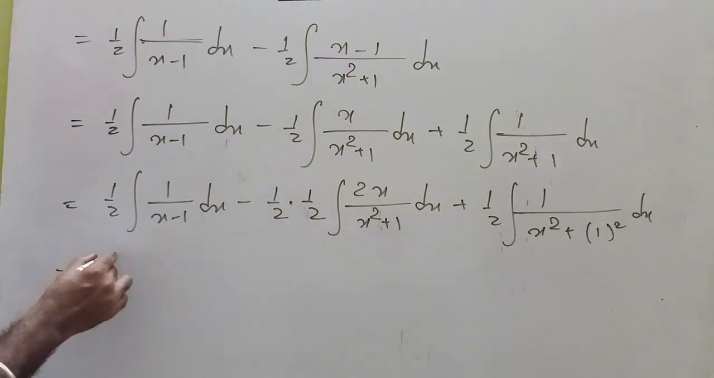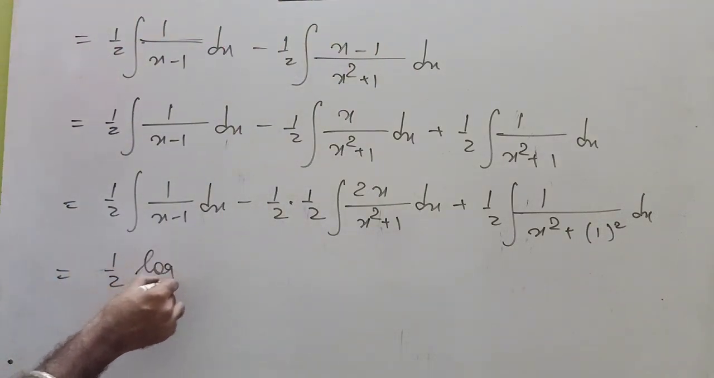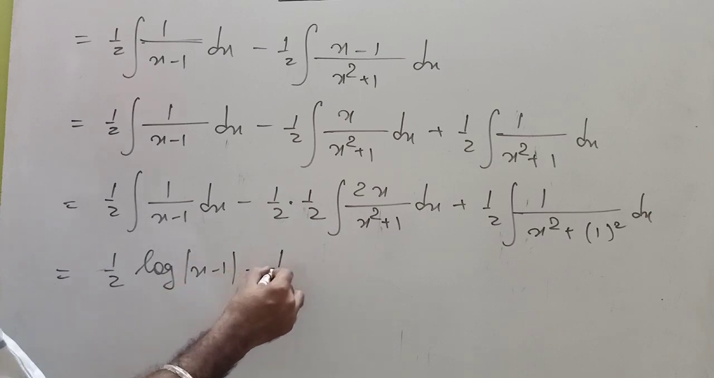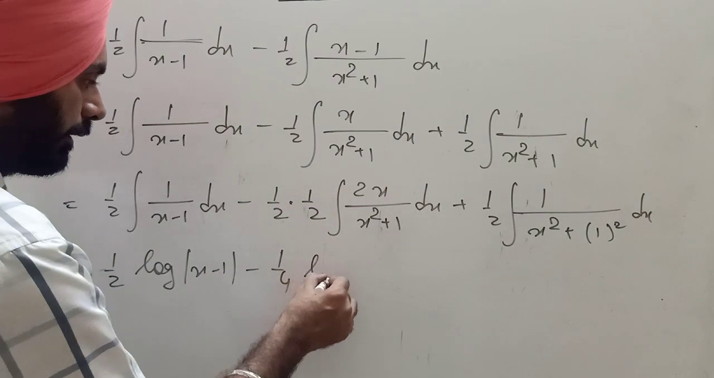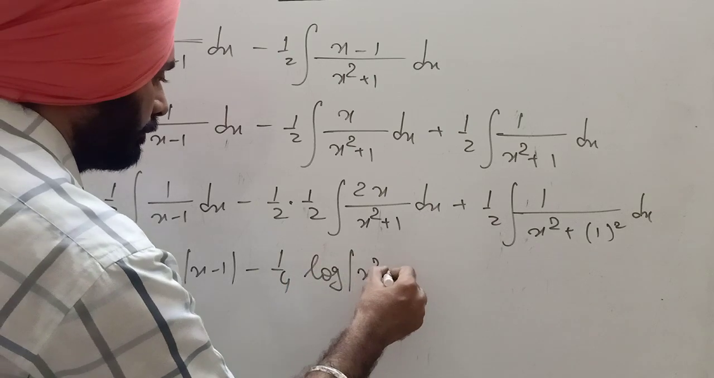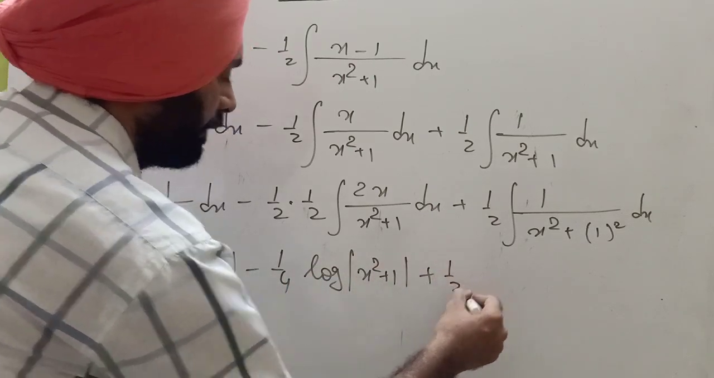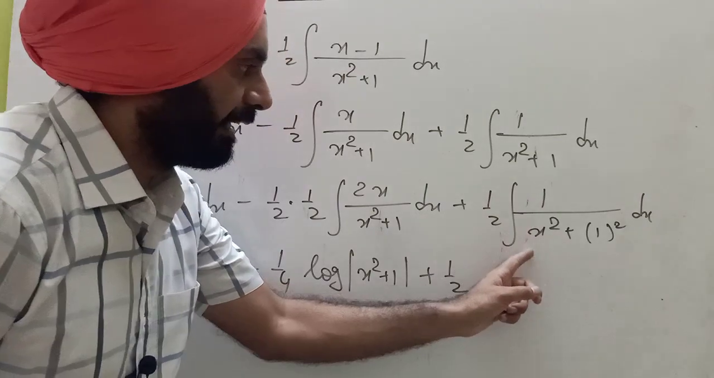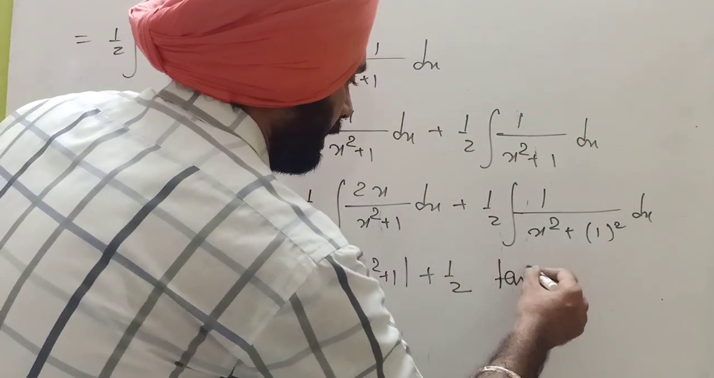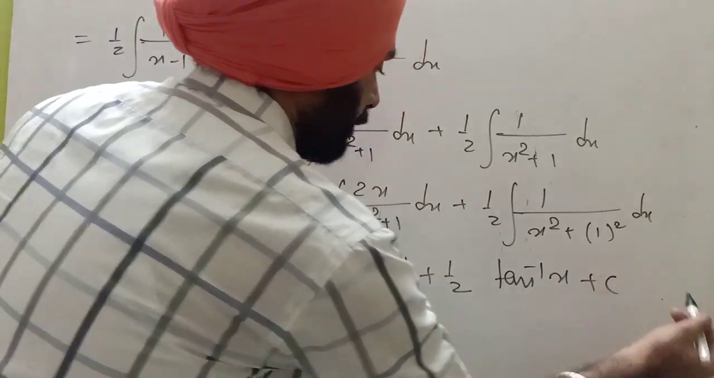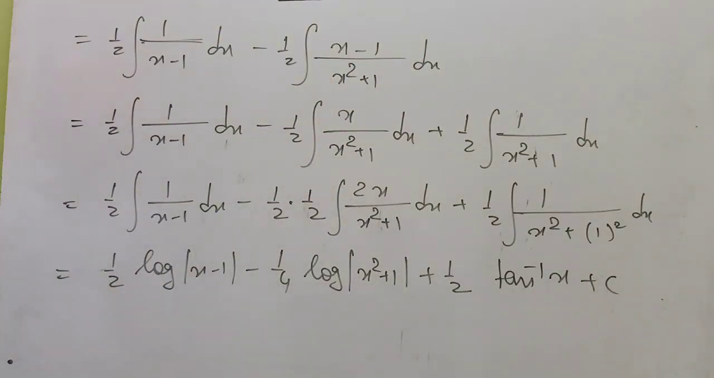Now integrating. First is log mod x minus 1. Second is 1 by 4. This is derivative over function, so it is log mod function. Plus 1 by 2. This is the formula for 1 over x square plus a square, that is 1 over a tan inverse x over a. A is 1. So this is the final answer.